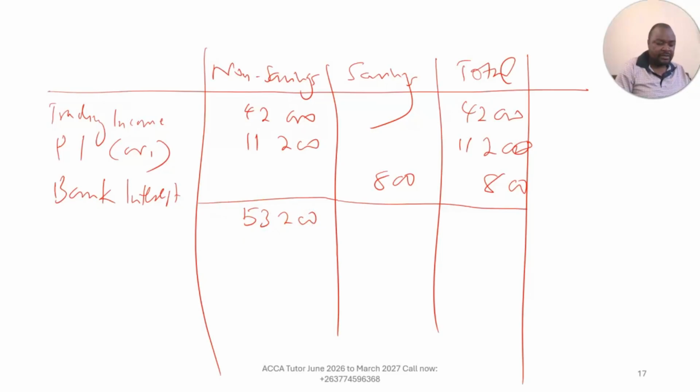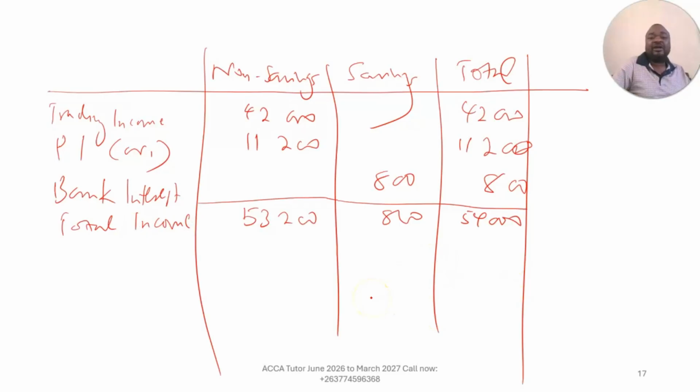Okay, 800. Then here, what is the total there? That's 42,000 plus 11,200 plus 800. That comes to 54,000. So this is the total income we have.